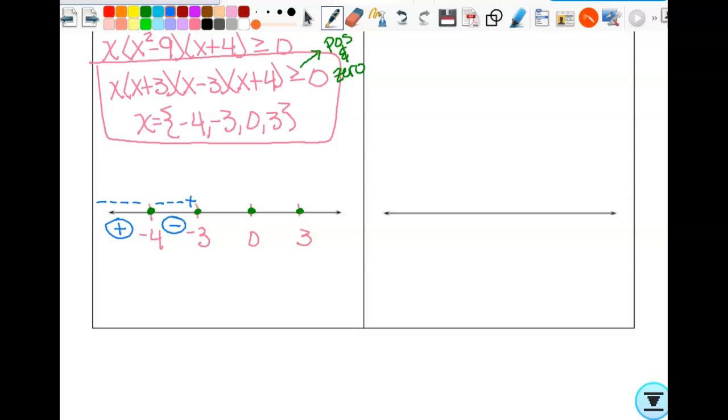All right, you finish up this sign chart. Just finish getting all your negatives and positives in there.